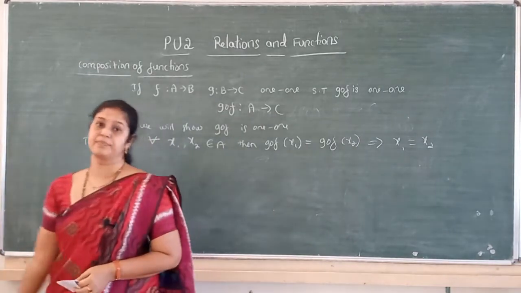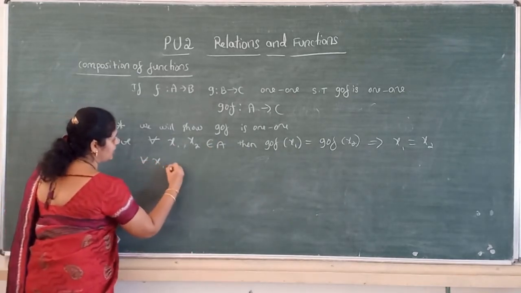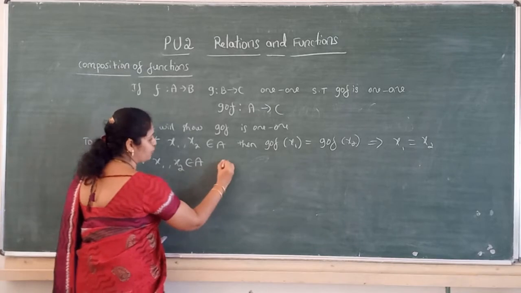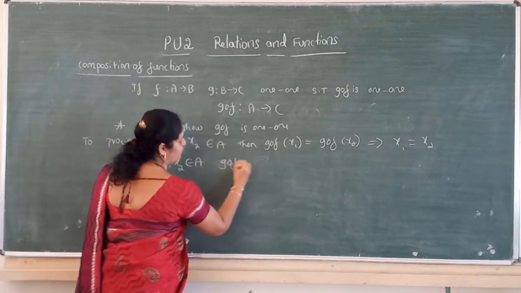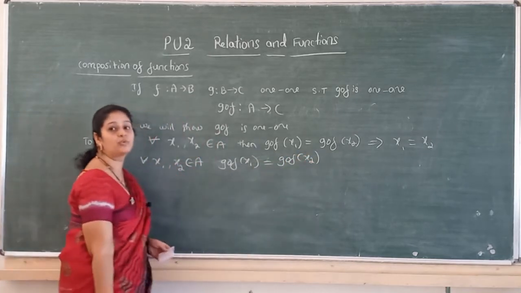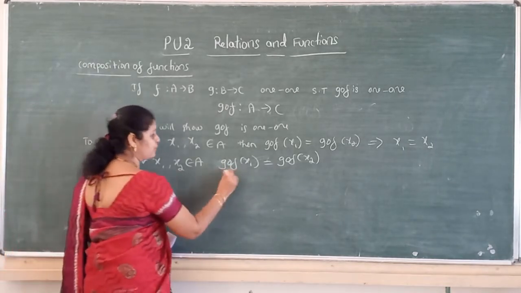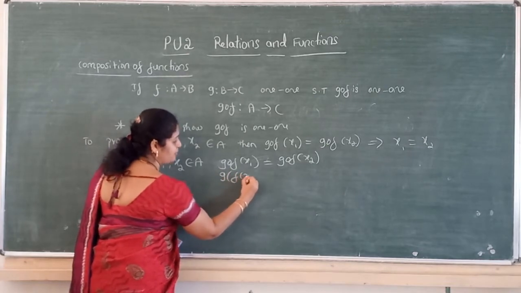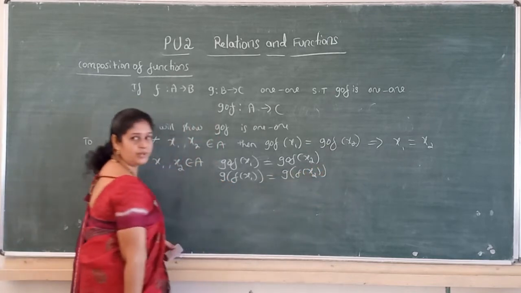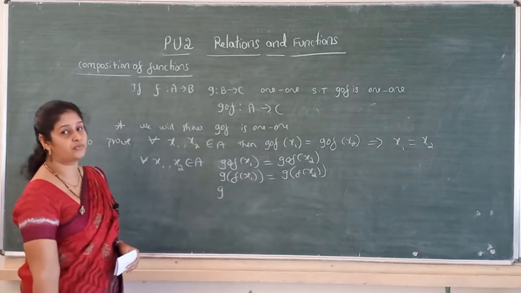Now I am taking x1, x2 belonging to A. For every x1, x2 that belongs to domain A, I am taking g of f of x1 equal to g of f of x2. What do I have to prove now? I have to prove x1 equal to x2. Now, g of f of x1 is equal to g of f of x2, right?